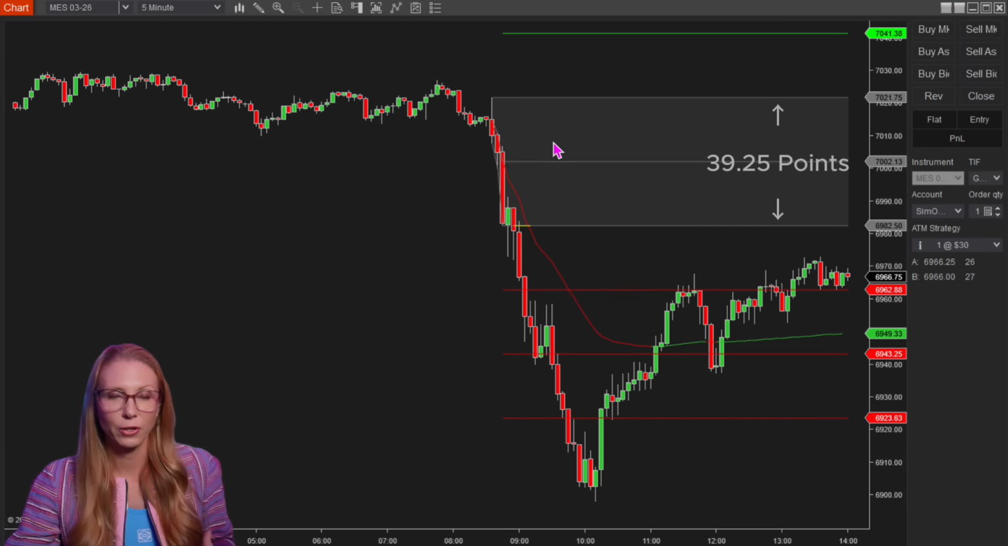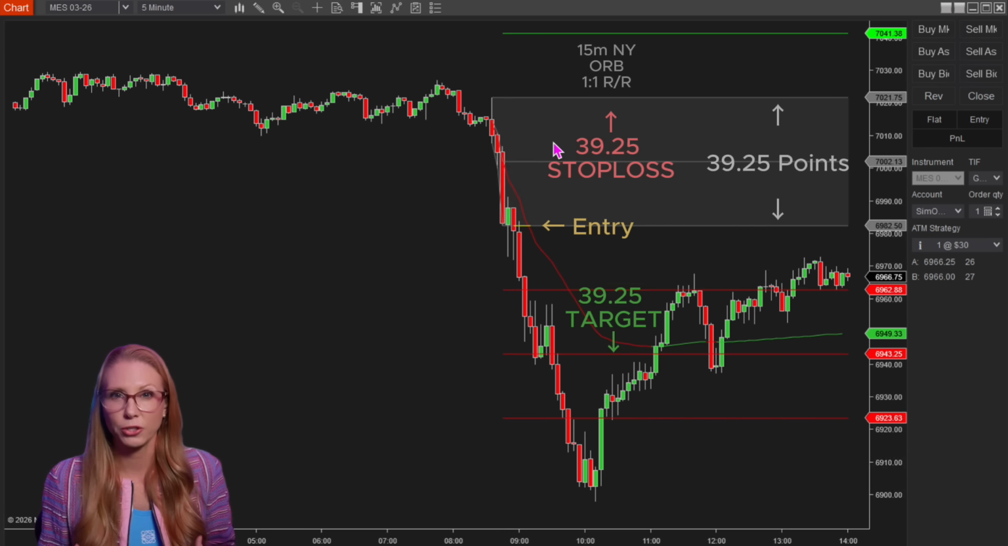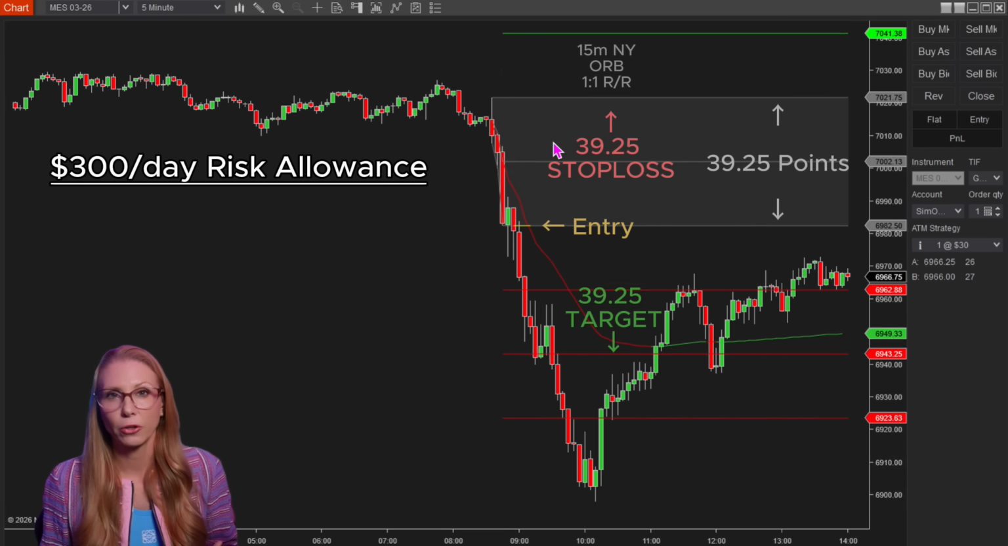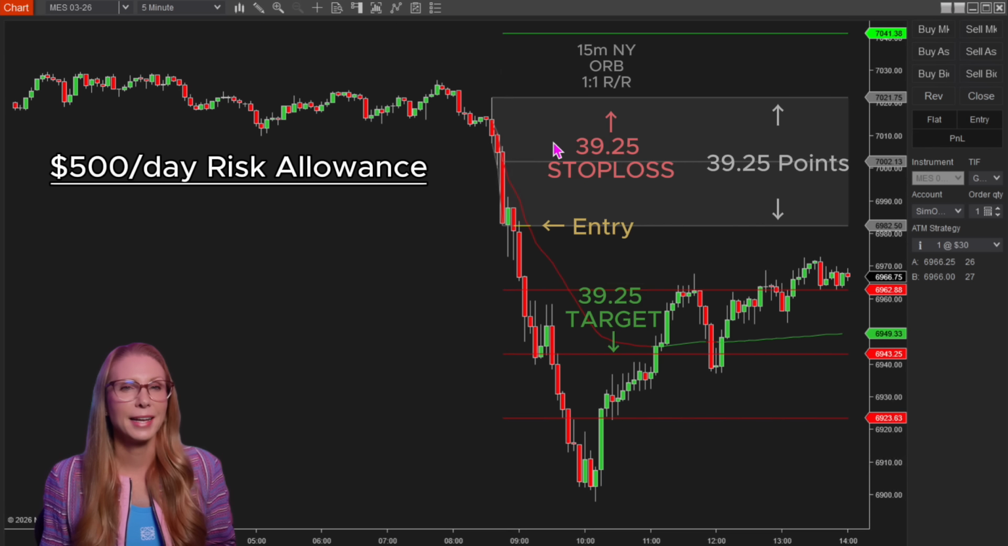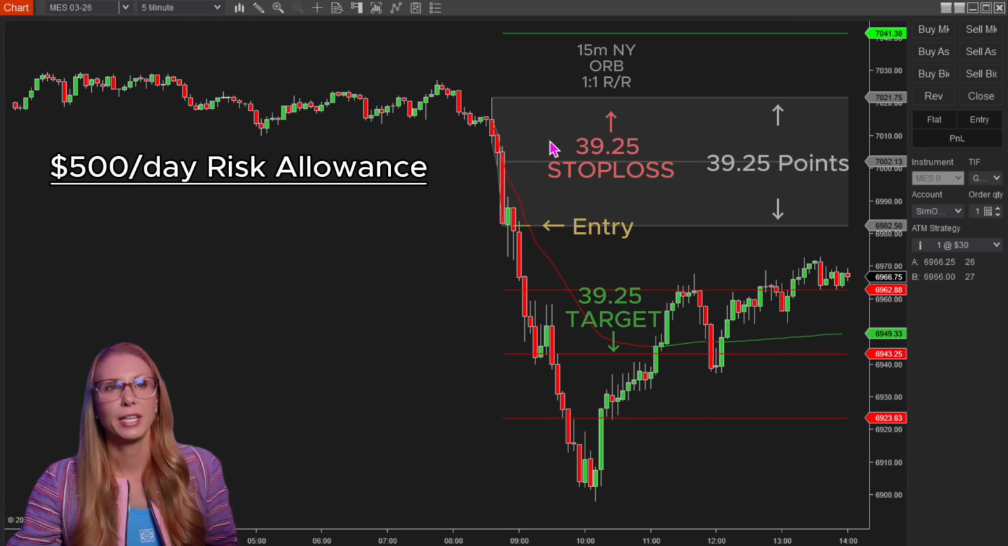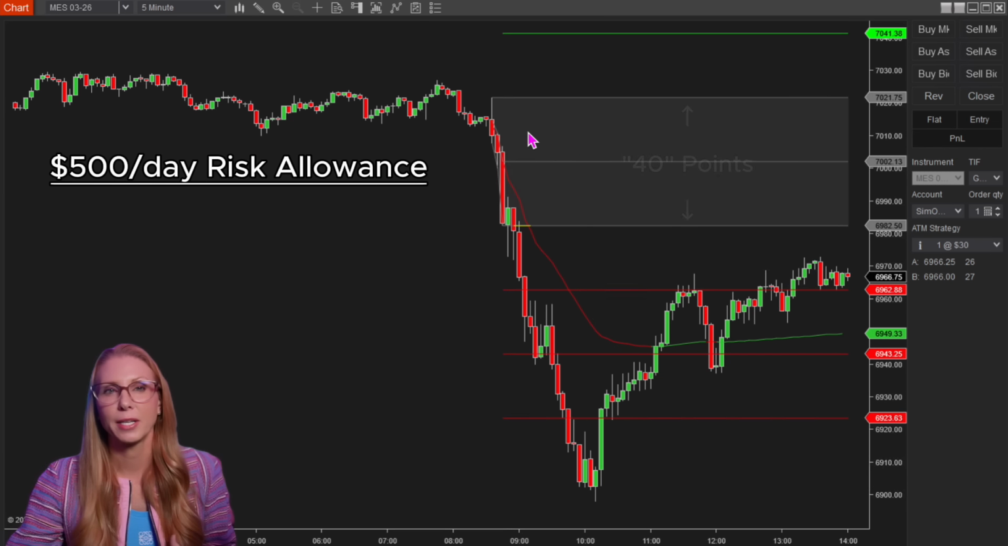So here's the way I look at this. In a prop account, you have to be really conservative with how much risk you're willing to take. So in a smaller account, like a $50K, I might only risk $300 per trade. In a larger account, 100K, 150K, I might be able to risk $500 per trade. So let's say that I can risk $500 with my trading plan. We have this 39.25 point range. Let's just call it 40 points because we need to be able to do some quick mental math here.